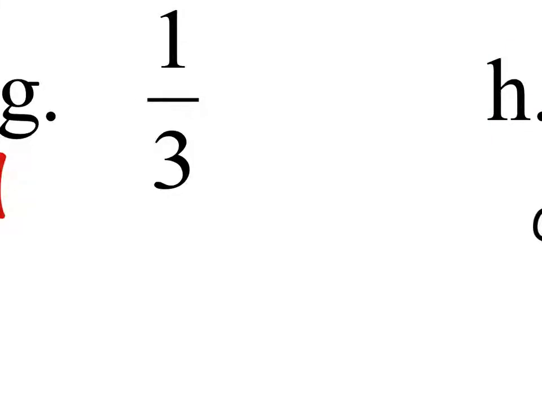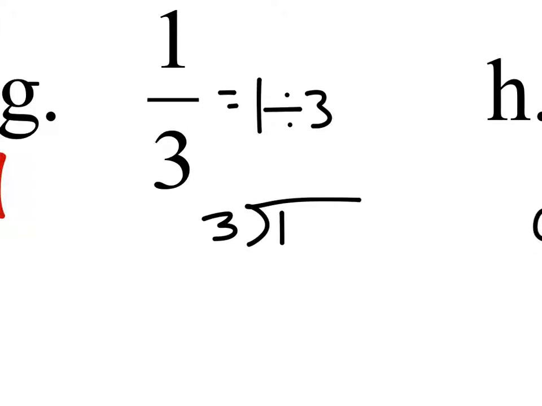Now we got this 1 divided by 3. Some of you guys already know what this is. 1 divided by 3. So I got 1 divided by 3. 3 does not go into 1, so we're going to have to make that a 10 with the decimal. 3 goes into 10 3 times. 3 times 3 is 9. And we get the 1.